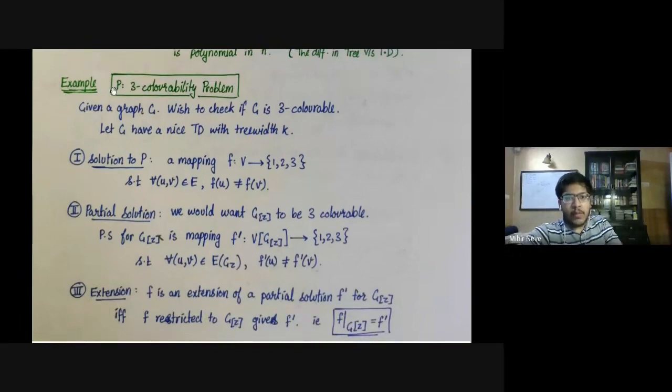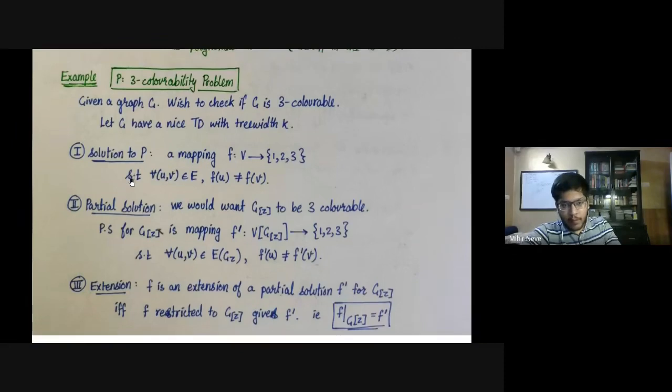First, I'll tell you what the problem is. The problem is you are given a graph G, and you assume that G has a nice tree decomposition with a tree of width K. And you want to check if G is indeed three colorable. So what is the solution to this problem? A solution would be a mapping f from the vertices of G to the numbers 1, 2 and 3. The numbers 1, 2 and 3 denote the colors, the first color, second color, third color, such that whenever u and v are adjacent, that is uv is an edge, their colors f(u) and f(v) should be distinct. So this is a solution to the problem that I am looking for.